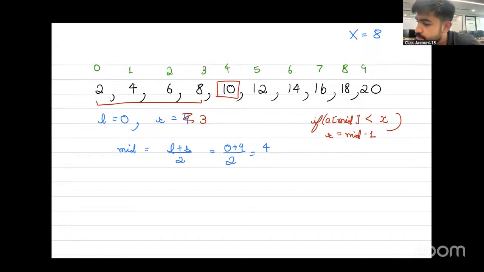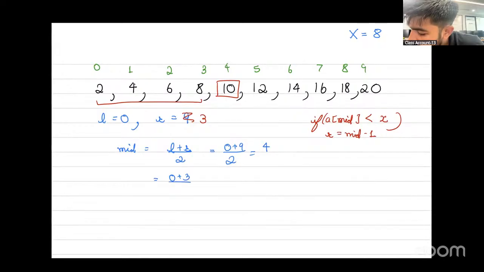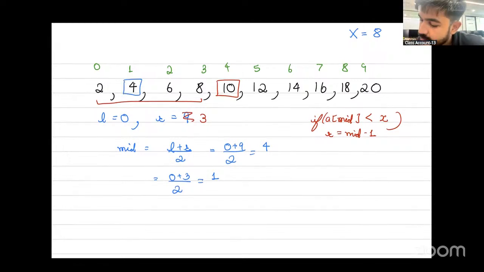Again, let's do the same drill. 0 plus 3 divided by 2, which makes it 1.5. We would take the floor value of it, which is 1. Now we are pointing to this element. We are pointing to 4, and L and R are currently here. We are pointing to 4 and the element we are trying to find is 8, which is greater than the element we are pointing to.